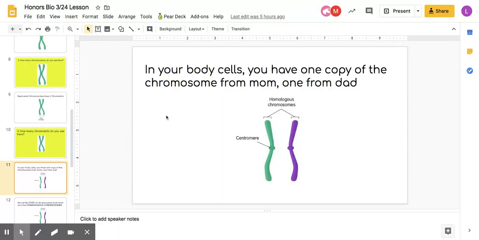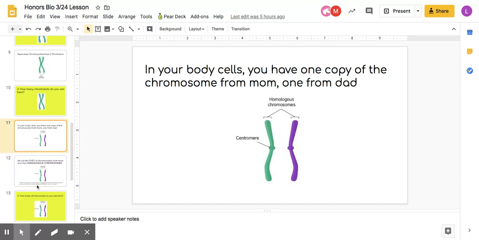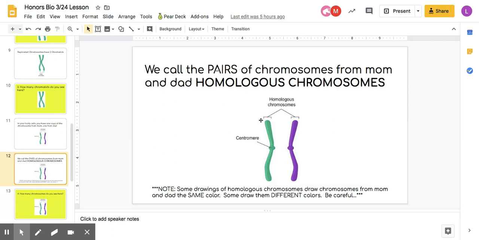So in all of your cells, in your hair cells, in your skin cells, in your stomach cells, you get a copy of each chromosome from your mom and a copy of each chromosome from your dad. Each part of the chromosome has instructions for some trait that you're going to be getting from the chromosome. It could be, again, hair color, skin color, eye color, things like that. And you have 1 copy from your mom and 1 copy from your dad. We like to call these homologous chromosomes. Homologous chromosomes are pairs of chromosomes. One's coming from mom and one's coming from dad.